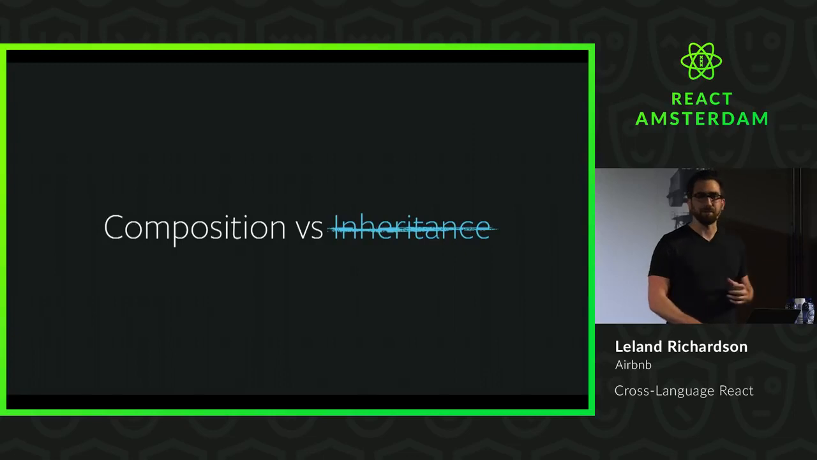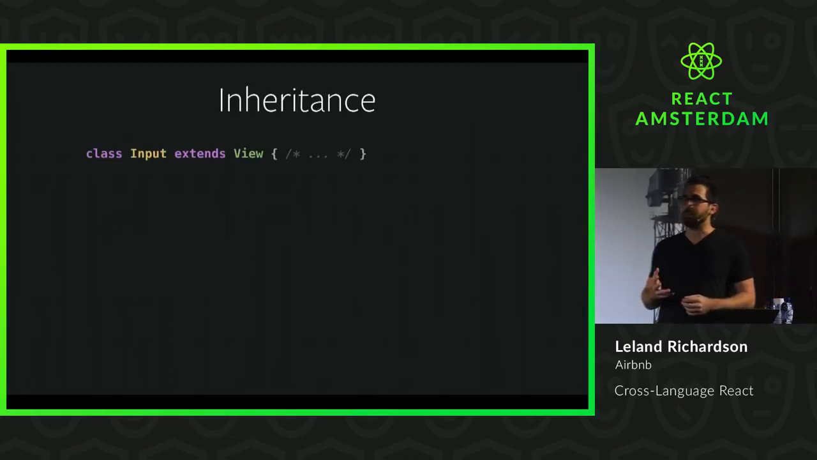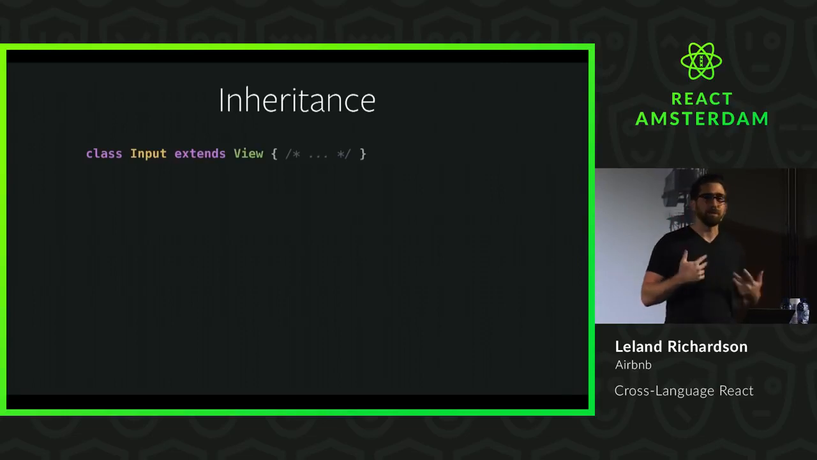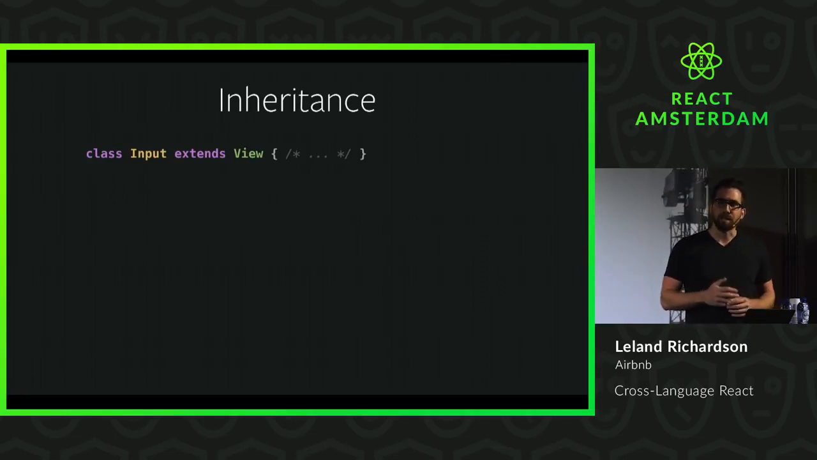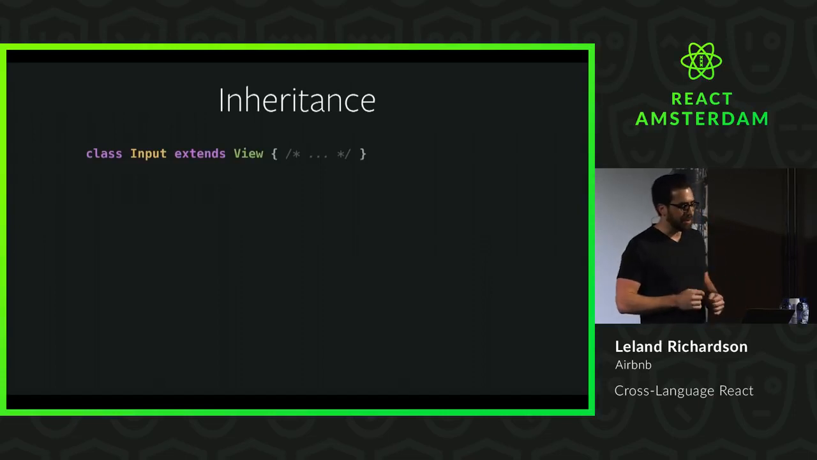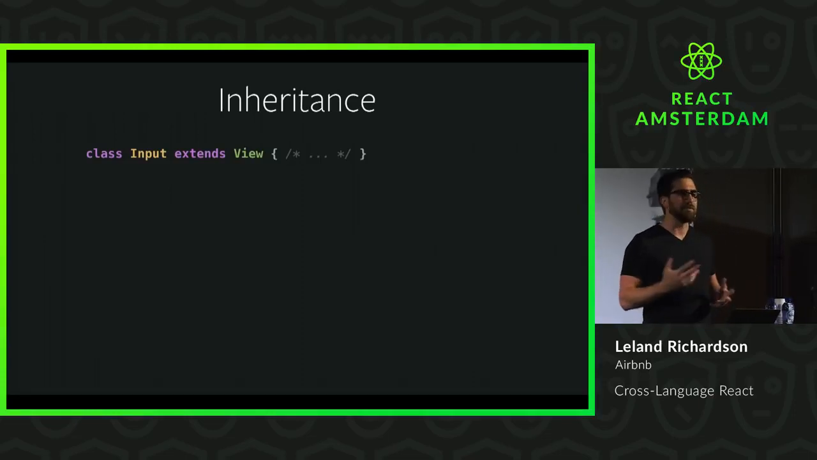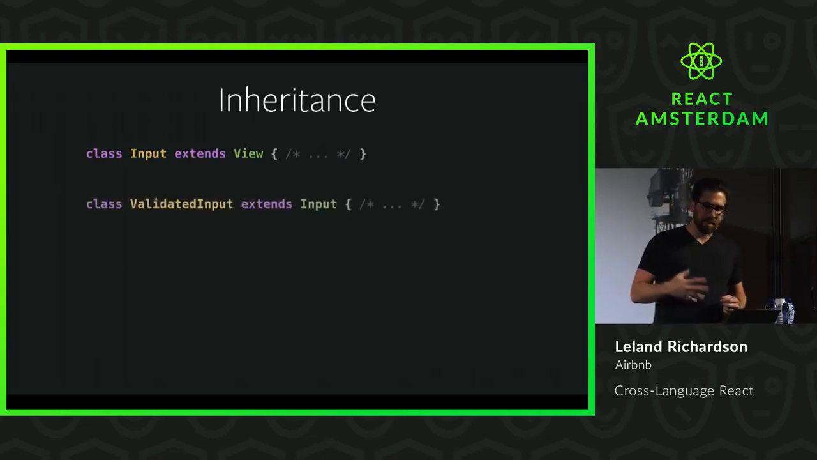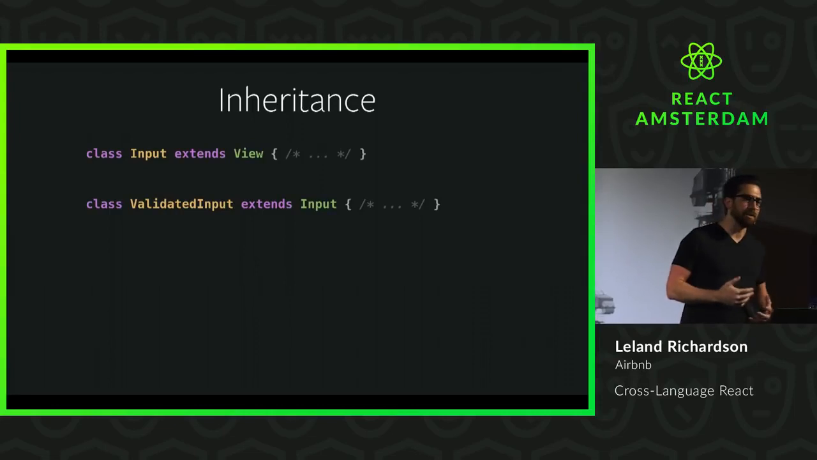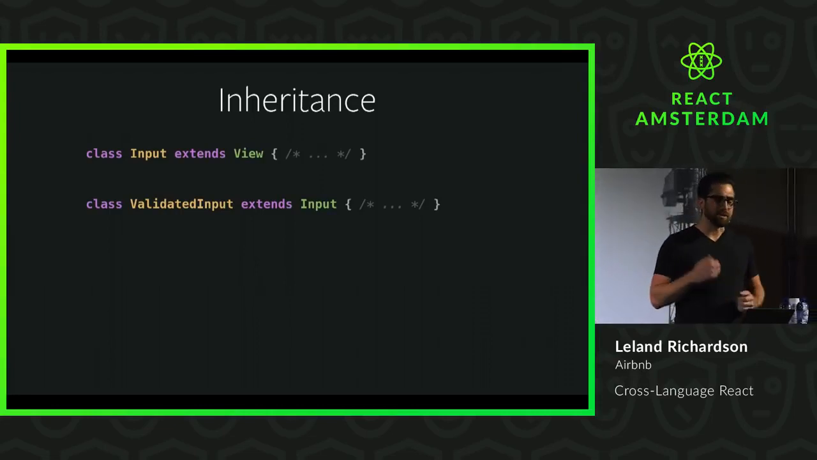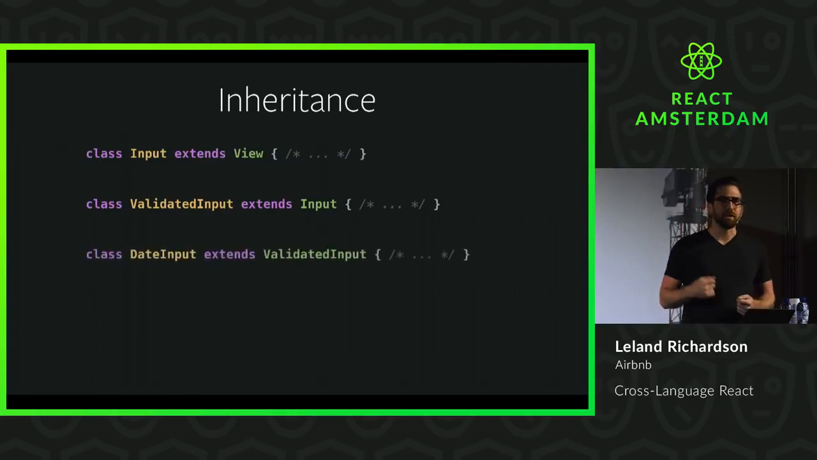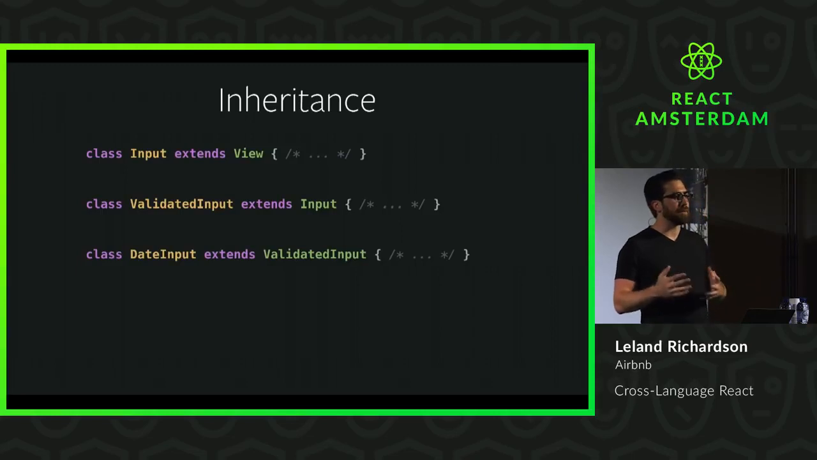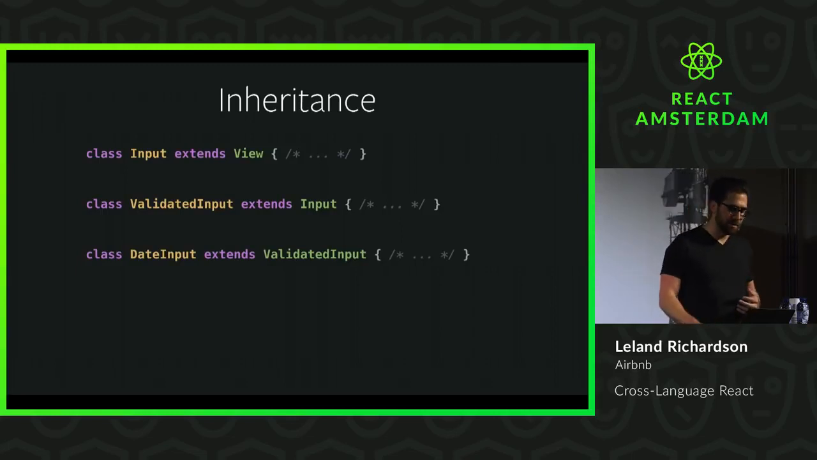And so I'm going to go through an example of where inheritance actually breaks down, because a lot of you, like me, are maybe used to thinking of things in terms of inheritance. So let's say we're using an object-oriented view framework. We have an input, and naturally we subclass view because it's a view on the screen. And then later we say, okay, I want a validated input, an input that has some validation logic, so I'm going to subclass input. And then you keep going. You say, now I want a date input, and naturally I want to validate that date, so it should subclass validated input.